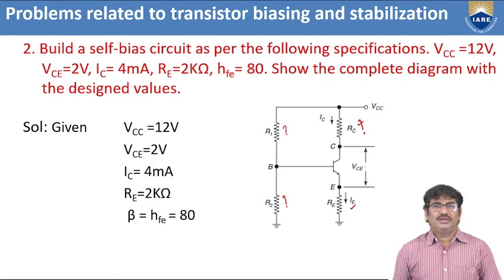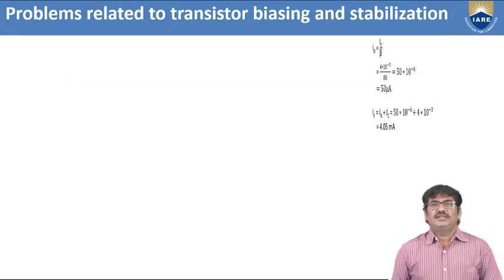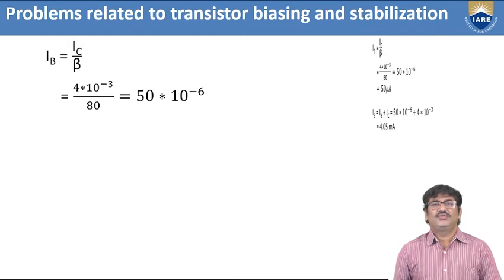So from the given values, first we can find out RC by writing the KVL expression at the output circuit. Next, here RB value we can find out by writing the KVL expression at the input circuit. So as IC is given, we can write IB is equivalent to IC by beta. By substituting IC as 4 milliamperes, that is 4 into 10 power minus 3, beta is equivalent to 80, we will get IB is equivalent to 50 into 10 power minus 6, which is 50 microamperes.